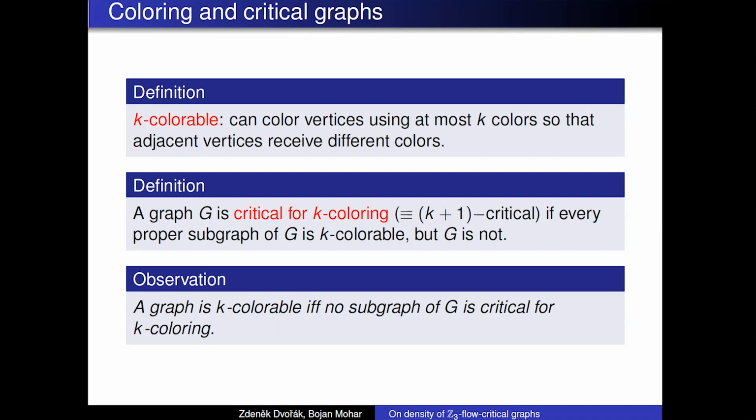Just a notational remark: what I call critical for k coloring is usually called k+1 critical, but I don't like this way of saying it too much, because you are constantly adding and subtracting this +1, and it's more confusing than useful.